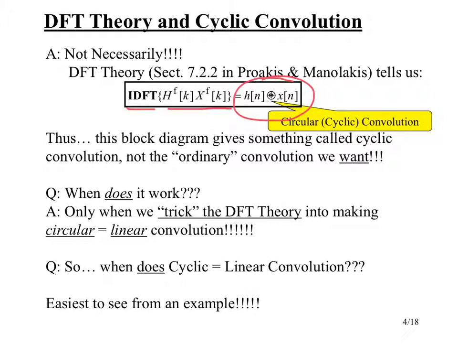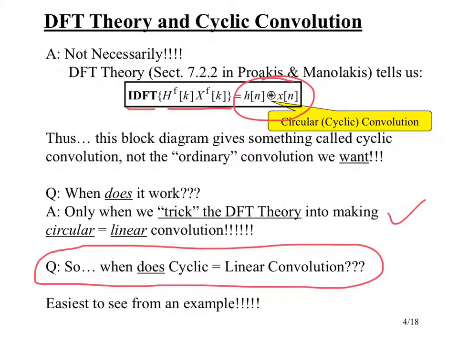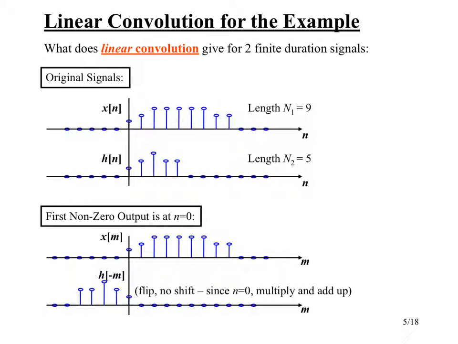Let's understand why this gives us circular convolution. Let's explore it, understand the machinery of it, and maybe we can make it work. And in fact, there is a trick that we can apply that will make this give us the linear convolution that we really want. And so we ask another question: when does cyclic convolution equal linear convolution? I'm a firm believer in using examples to explore and understand. So let's take a look at an example to see how this works.